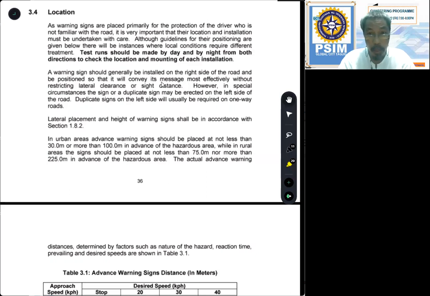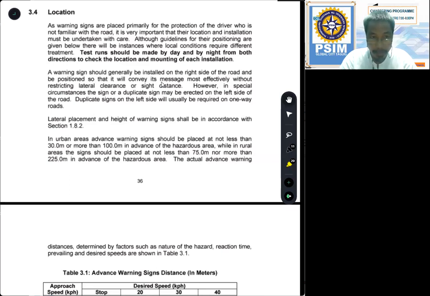In urban areas, advanced warning signs should be placed at not less than 30 meters or more than 100 meters. Not less than 30 meters, not more than 100 meters, for advanced warning signs in urban areas.